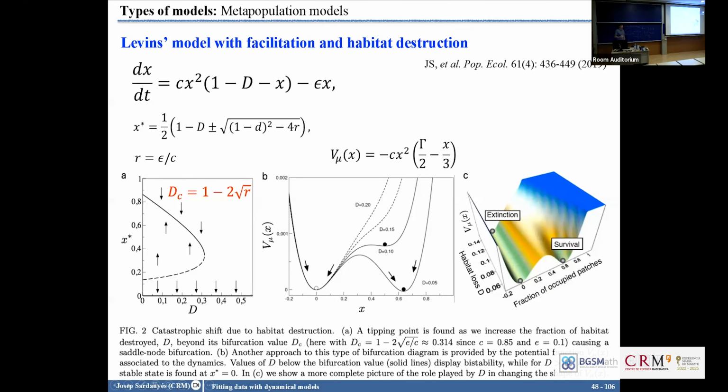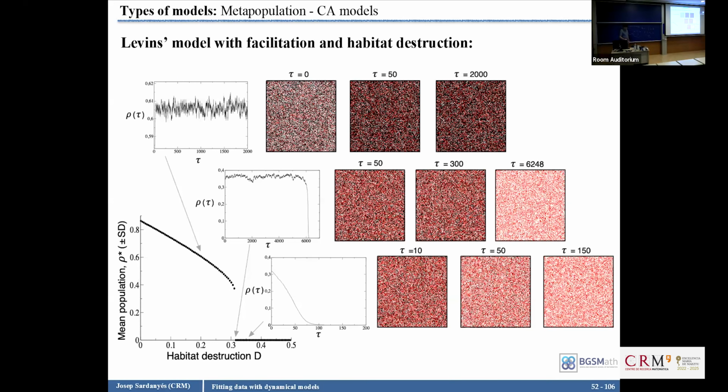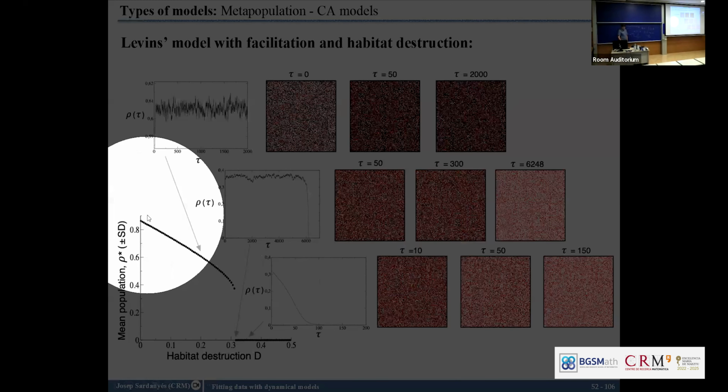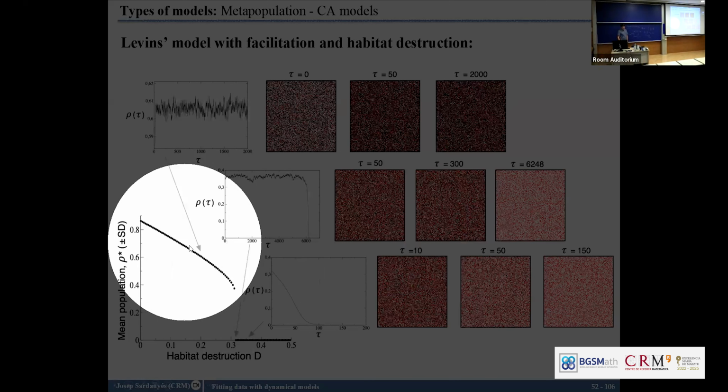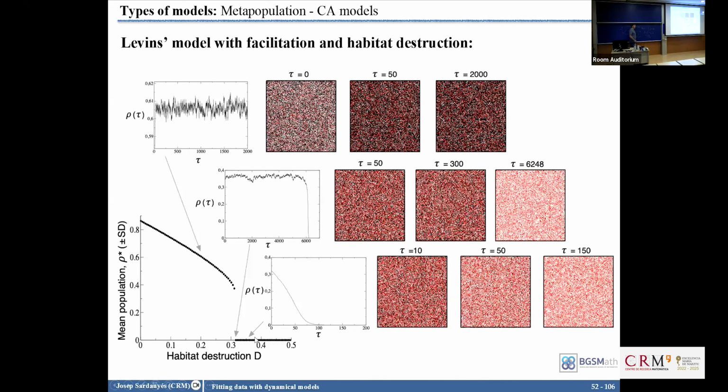Okay, let's run the simulations with the replicas and all the things. And, oh, surprise, this is what we get. This is a population, increasing the fraction of habitat destruction, like in the mean field model, and at about 0.3, the population collapses discontinuously.